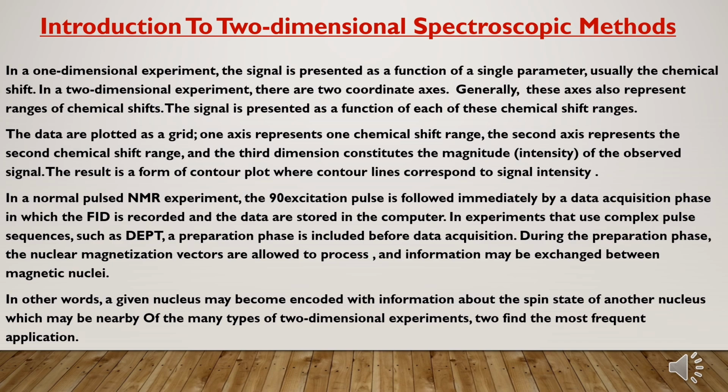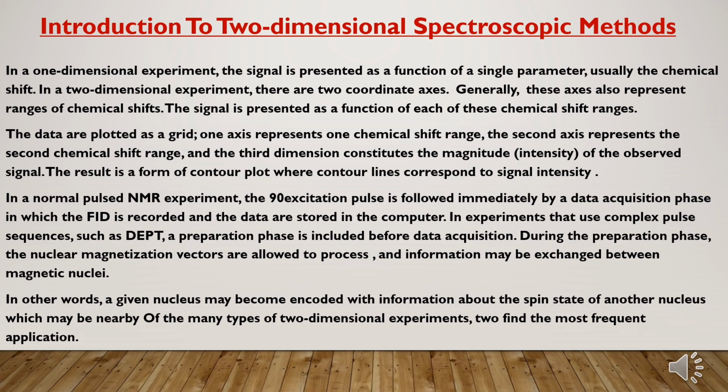One axis represents one chemical shift range, the second axis represents the second chemical shift range, and the third dimension constitutes the magnitude of the signal. The result is in the form of a contour plot, where contour lines correspond to the signal intensity.